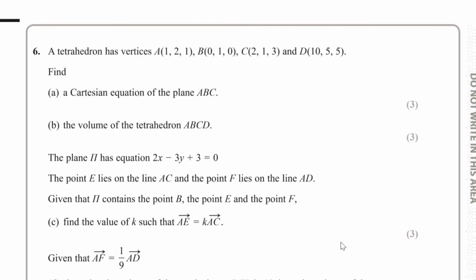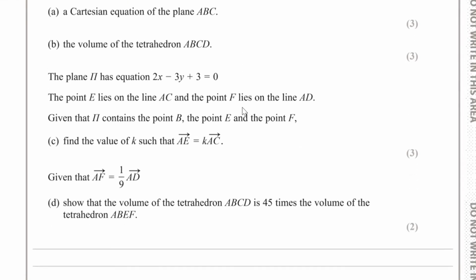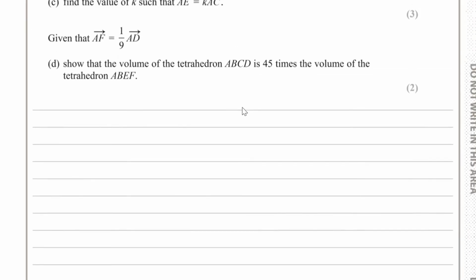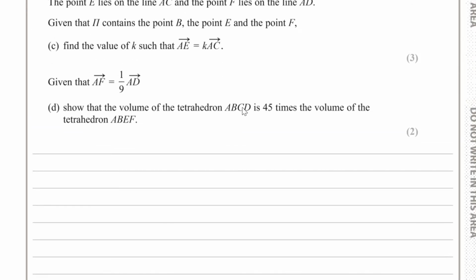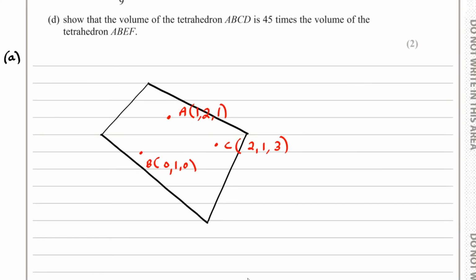Question number 6. We have a tetrahedron which has vertices A with coordinates 1, 2, 1, B with coordinates 0, 1, 0, C with coordinates 2, 1, 3, and D with coordinates 10, 5, 5. For part A, we have to find a Cartesian equation of the plane ABC. Okay, so first thing we need to do is actually draw out the plane. I will do that right now.